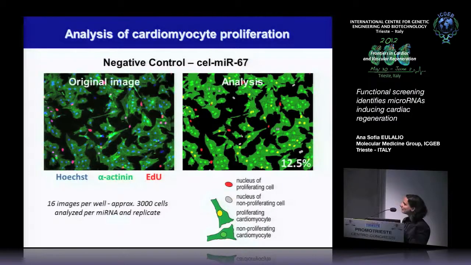On this side, you have the segmentation analysis, and here you can see the cardiomyocytes stained in green, and if they have a yellow nucleus, it means that it's a proliferating cardiomyocyte. Using this approach, we could determine that in this control situation, we have 12.5% of the neonatal cardiomyocytes proliferating.